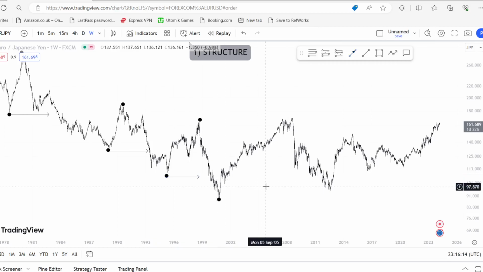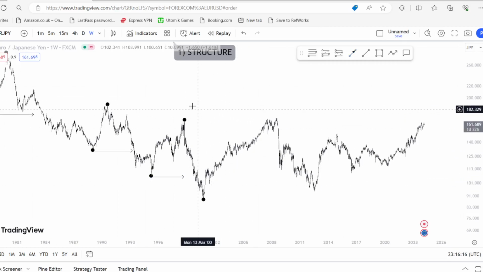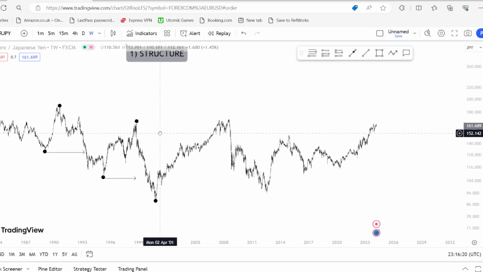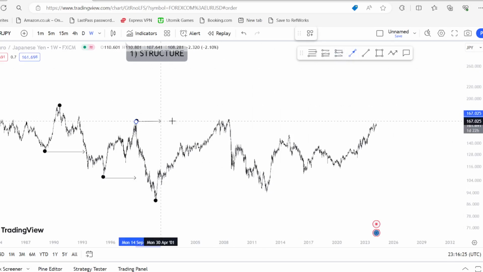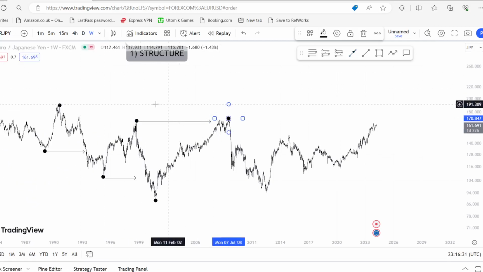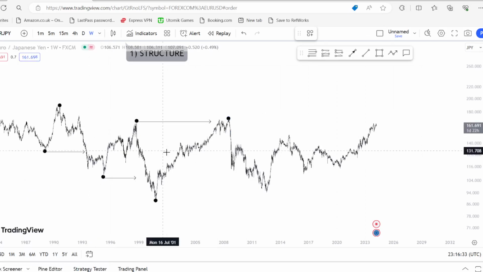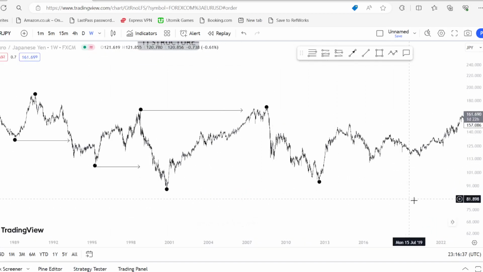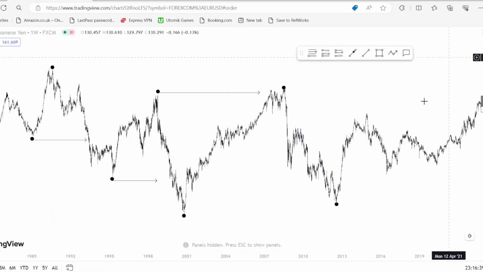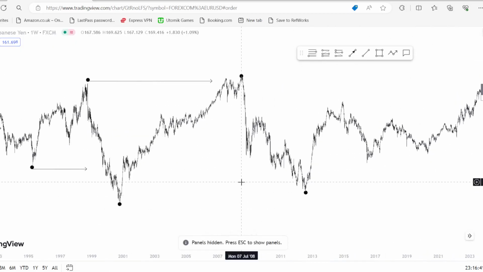Very, very important. Now, here we have the last structural high on the weekly. This is back in 1998, so we've gone way back in time. This high has been broken over here, so we see a structural break to the upside. Now we've seen price give a very healthy retracement. This was our last high, and price has come all the way down over here. Now, let's zoom into this price action. What is it that we're interested in when it comes to looking at this structure?